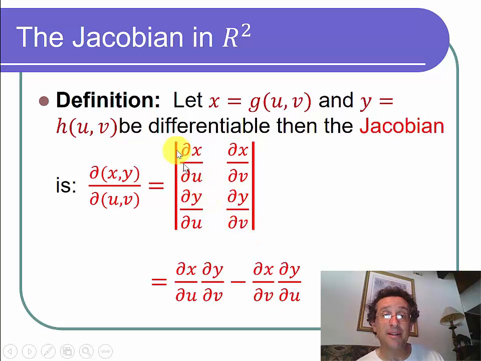If you take that determinant, you get del x del u times del y del v minus del x del v times del y del u. And that's the Jacobian. That is going to play the role of du when we're talking about change of coordinates in R2 instead of R1.